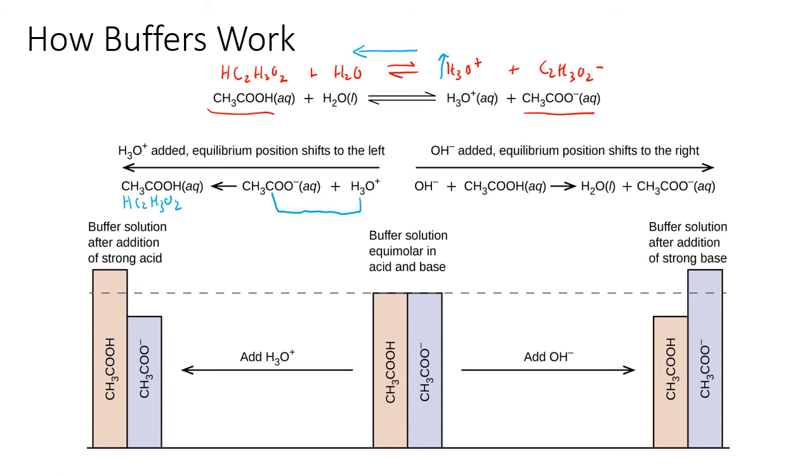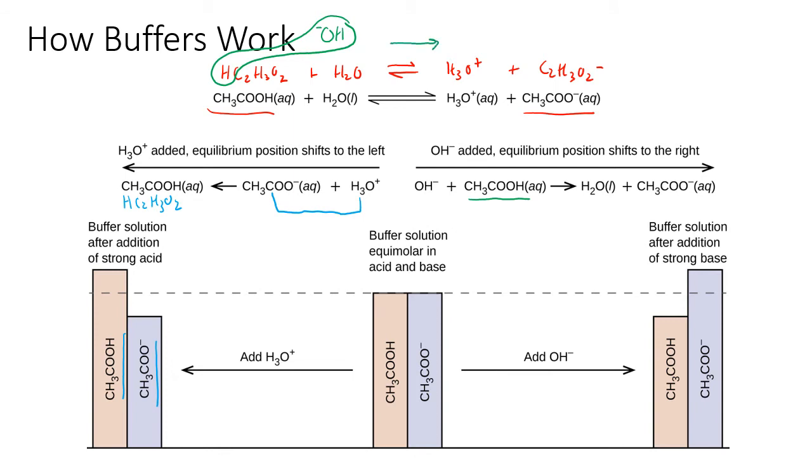So what we will see after we add H3O plus is that you'll end up with a greater amount of acetic acid and a lesser amount of acetate anion. Now, if we were to think about how our buffer system will react if we add a strong base, such as hydroxide ion, the hydroxide ion will actually react with the acetic acid in the solution. It will come along and remove a proton from the acetic acid and will form water and will form more acetate anion.